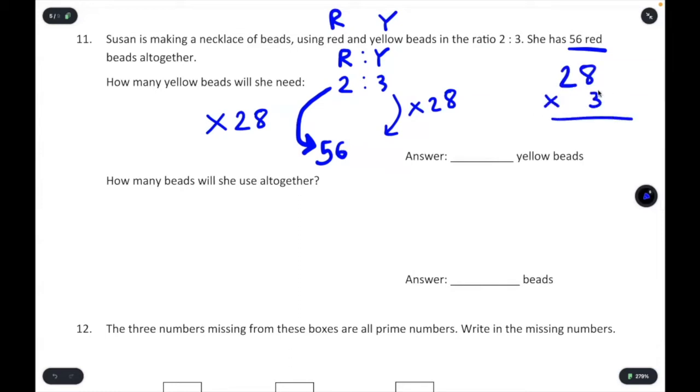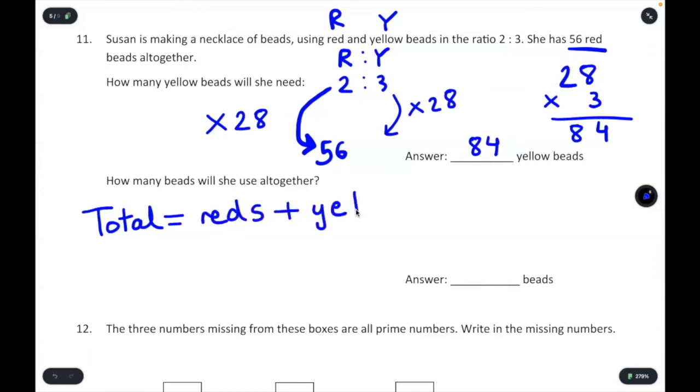28 times 3. So 8 3s are 24. We've got extra 2. And then 2 3s are 6. Add that 2 is 8, which means she needs 84 beads. Then it says, how many beads will she use altogether? So we know that the total number of beads equals the total reds plus the total yellows.